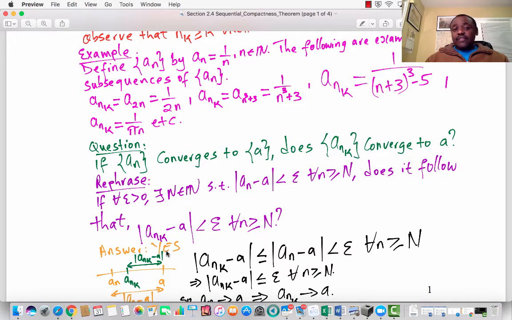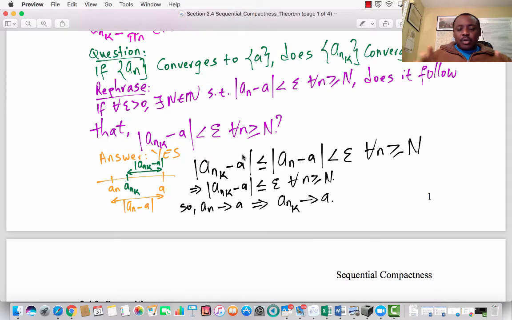In other words, if a_n converges to a, then every subsequence of a_n would converge and also converge to the same point a. We would look at this a little more rigorously in just a few minutes. But before we get there, let's look at this picture. So that's a_n and that is a. That's a_nk. The absolute value of a_n minus a, that's the distance between a_n and a. And the absolute value of a_nk minus a is this distance right here.